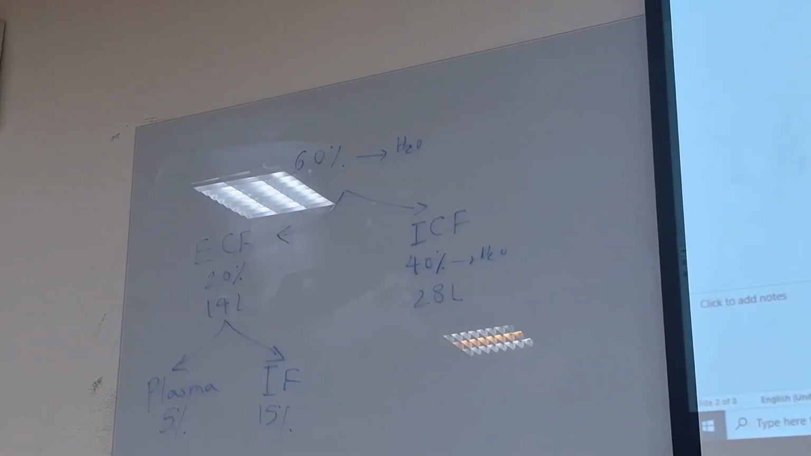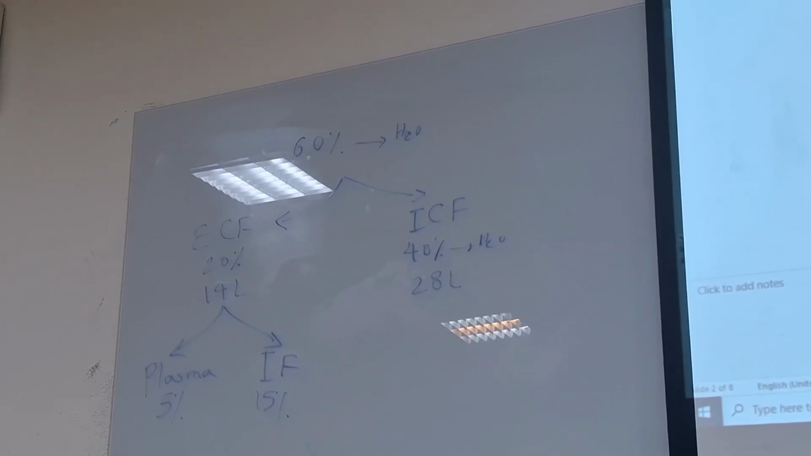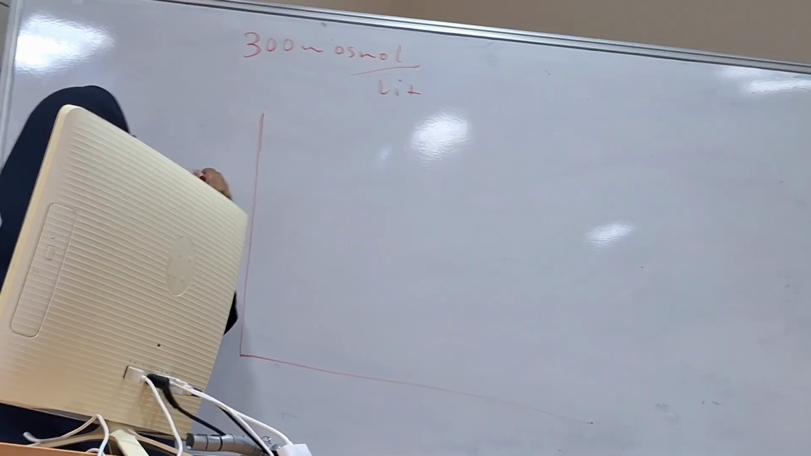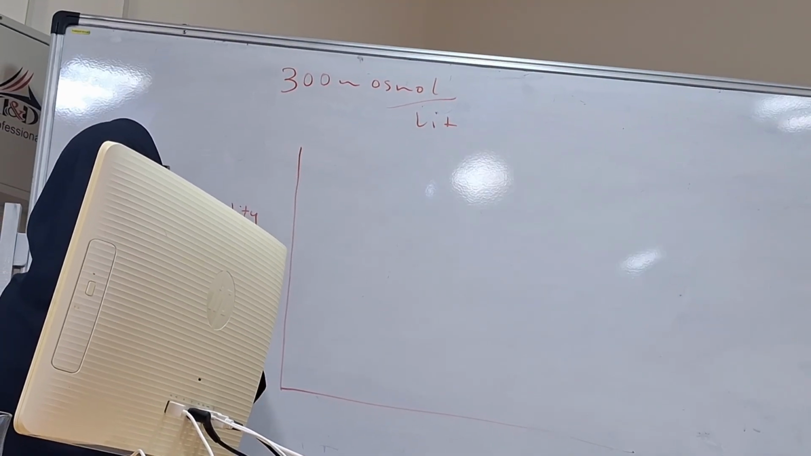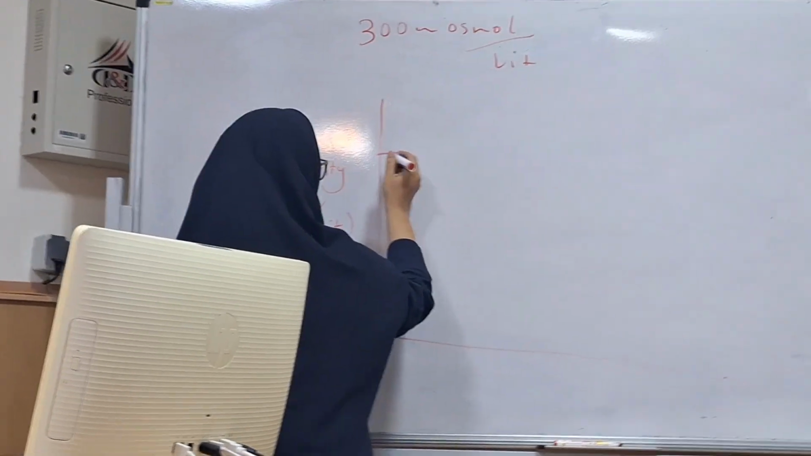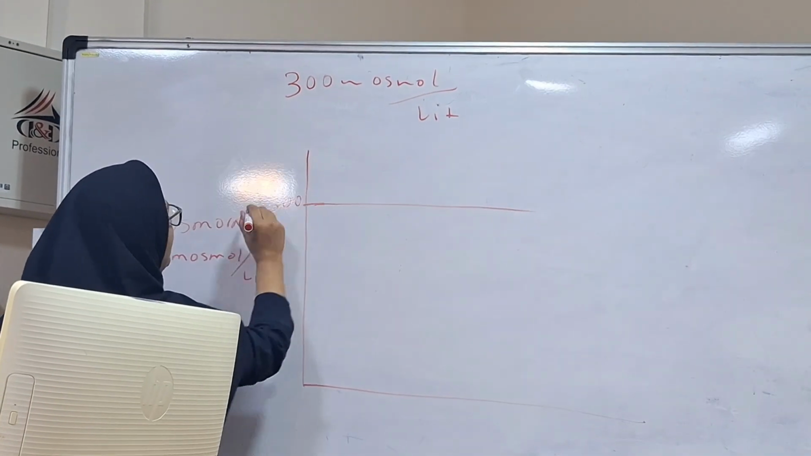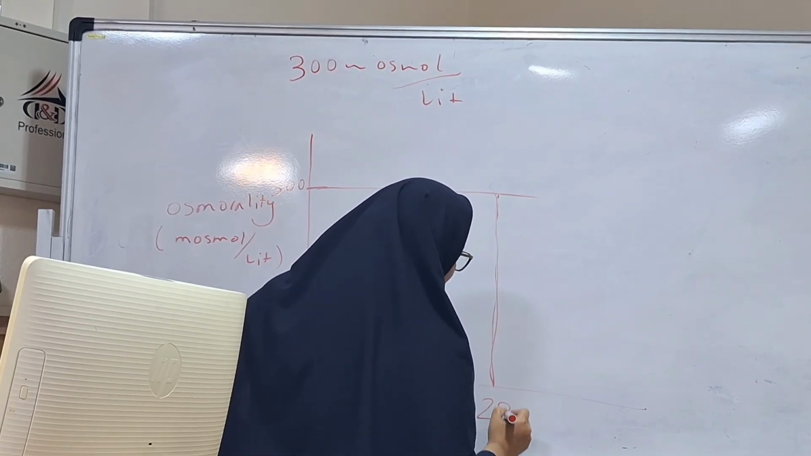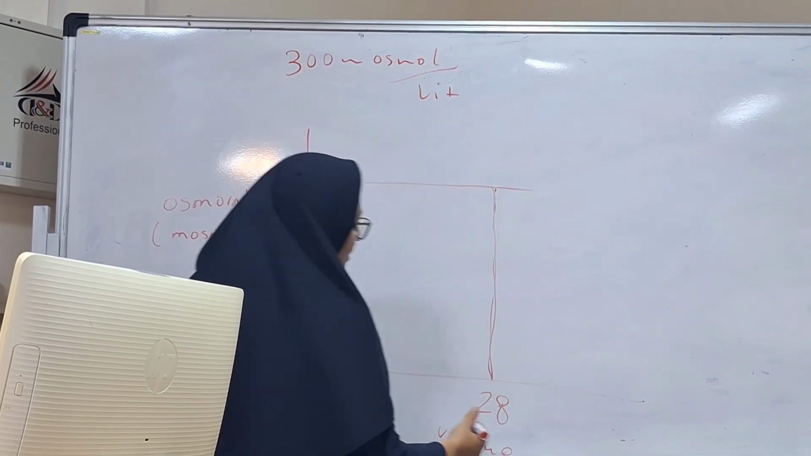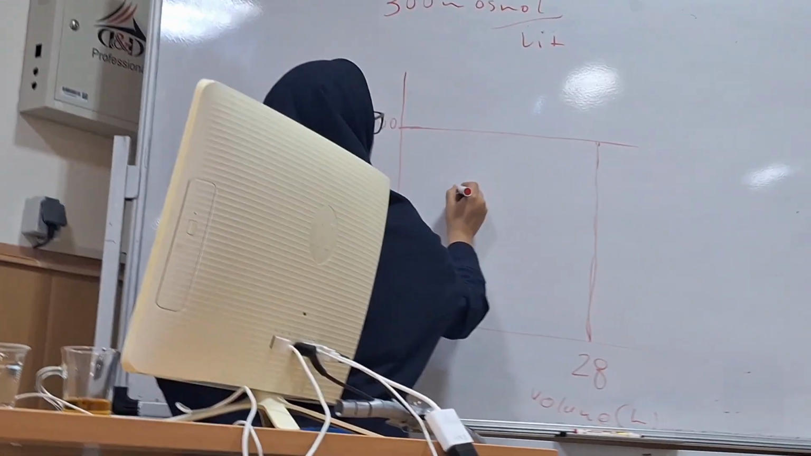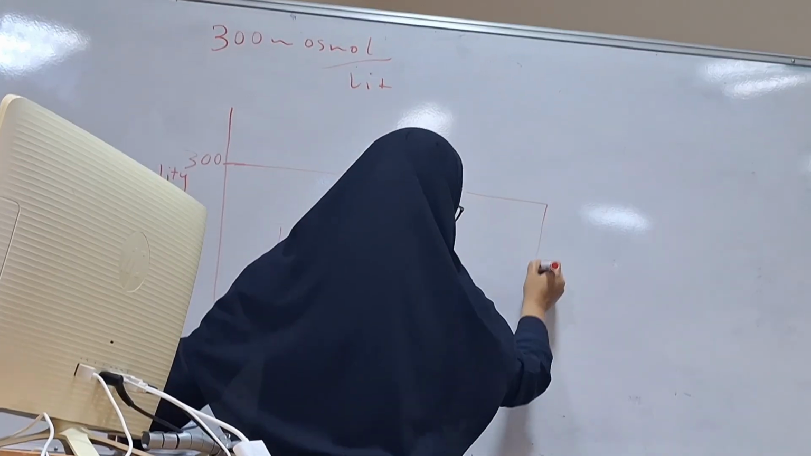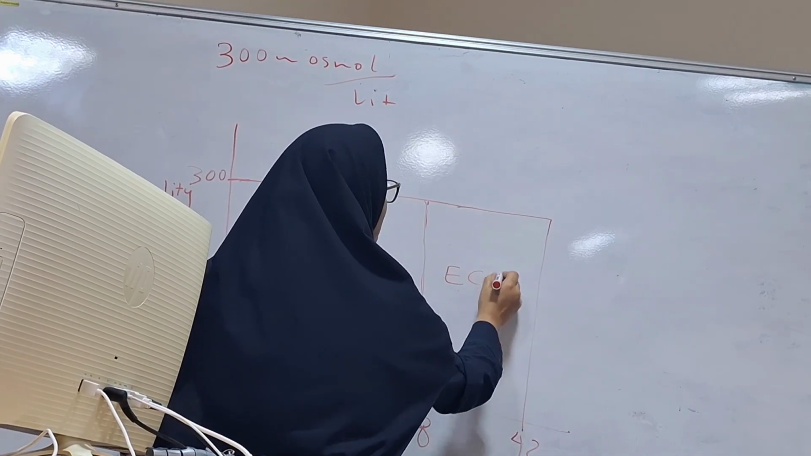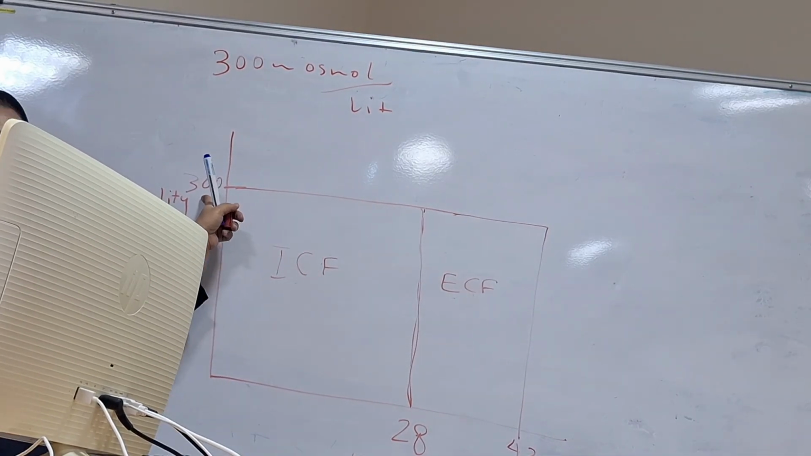Osmolarity in our body is 300 milliosmol per liter. Here, this axis is osmolarity in milliosmol per liter. As I told you, in our body it is 300 milliosmol per liter. 28 liters is the volume of water in ICF and 14 liters in ECF, with the osmolarity of 300 milliosmol per liter.